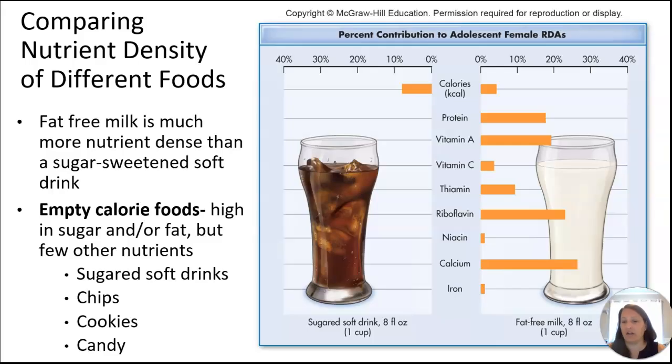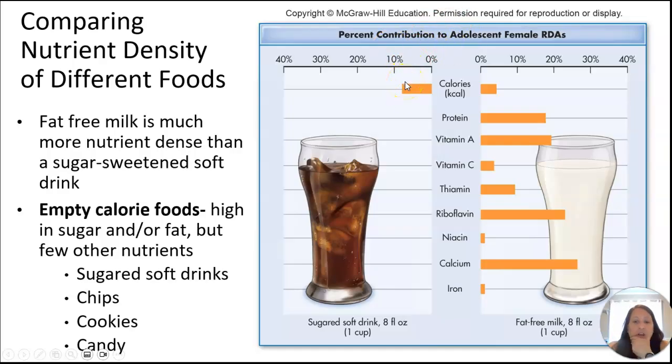Notice how we've got a list of some nutrients, right? Not all of them, but some of them. So protein, vitamin A, vitamin C, thiamine, riboflavin, niacin. Those are all B vitamins, calcium and iron. Okay. This drink has none of those, but it does have calories. So look at the very top. It would meet about 9% of this female's calorie need for the day.